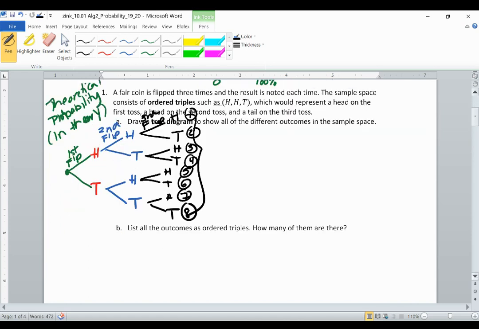What are they going to look like? Well, here's where we can list them. Heads, heads, heads is your first one. The second one is heads, heads, tails. The third one is heads, tails, heads.